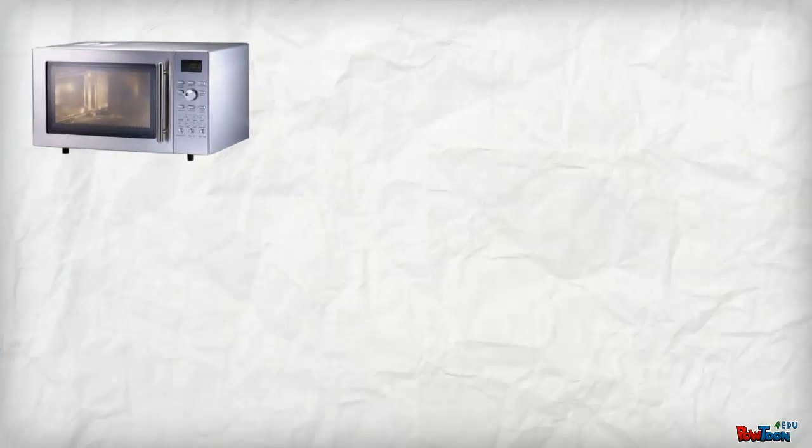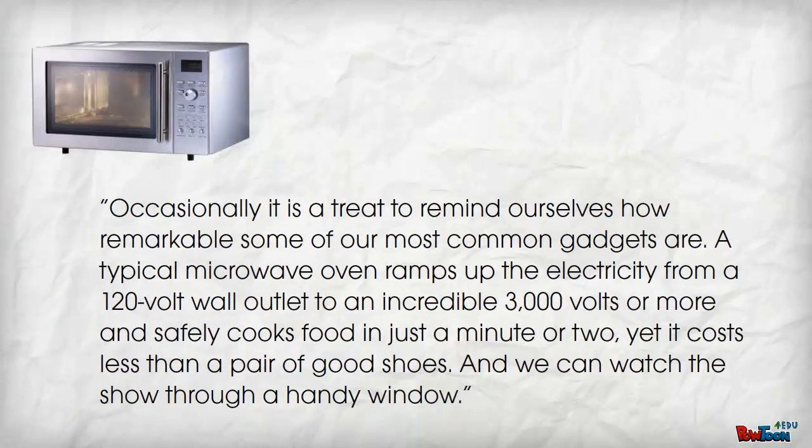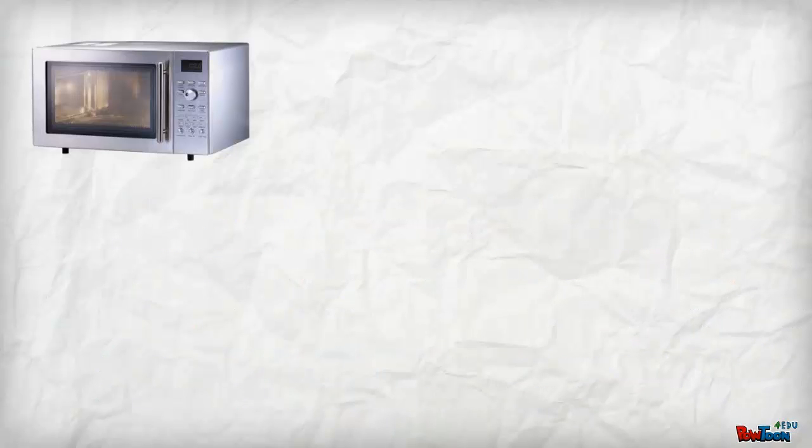If you're not writing about a process someone can learn but are focusing more on how something works, like a microwave, you'll want to include some interesting facts to pique your reader's interest. Occasionally, it is a treat to remind ourselves how remarkable some of our most common gadgets are. A typical microwave oven ramps up the electricity from a 120-volt wall outlet to an incredible 3,000 volts or more and safely cooks food in just a minute or two, yet it costs less than a pair of good shoes. And we can watch the show through a handy window.